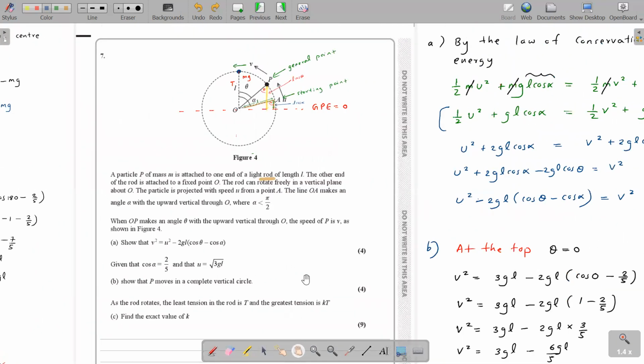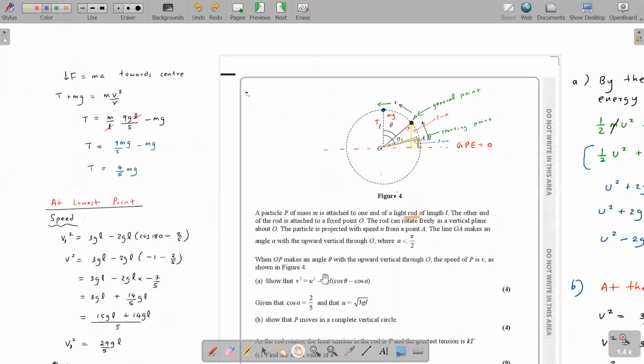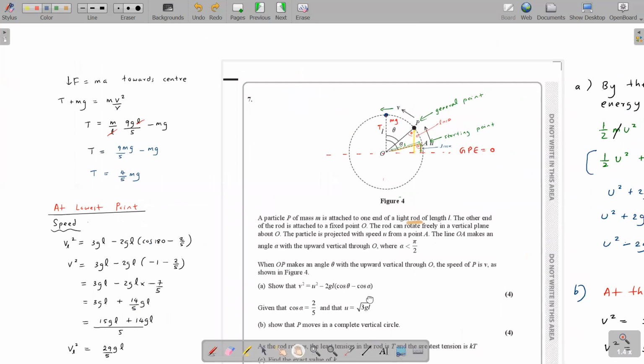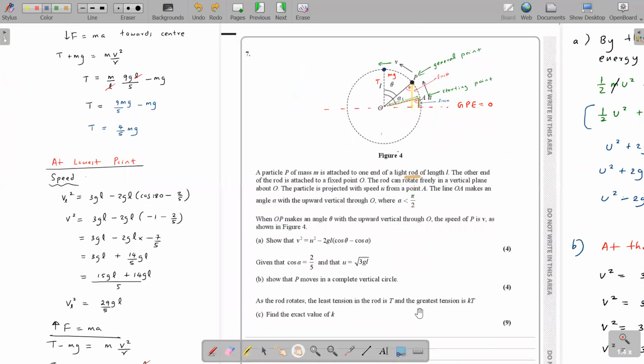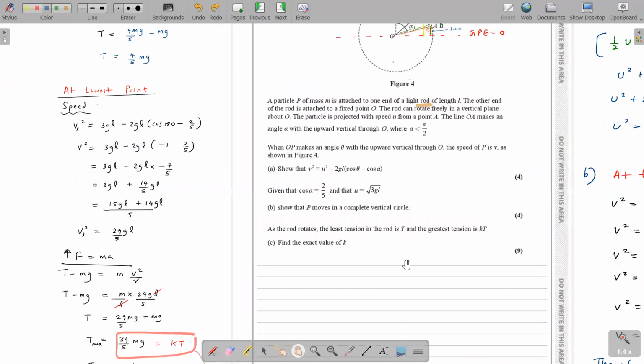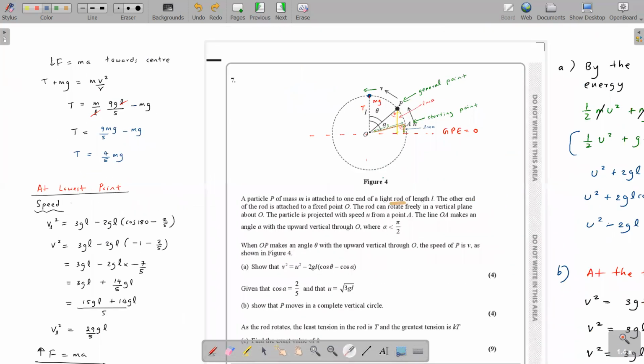Guys, there are very specific points in a vertical circle where you have the least tension and where you have the greatest tension. So where do we have the least tension and where do we have the greatest? Remember, one is at the topmost point, the other one is at the lowest point. Let me explain how this works.